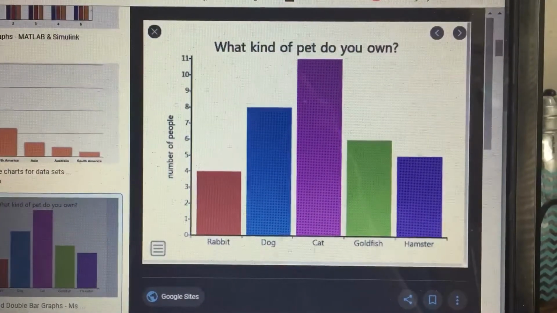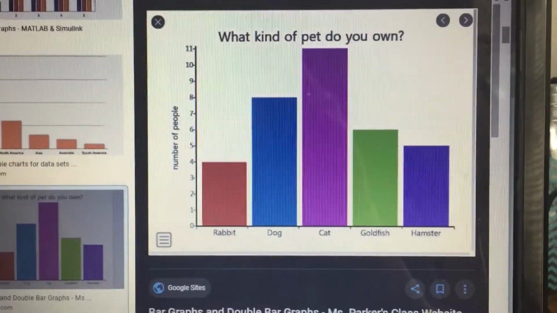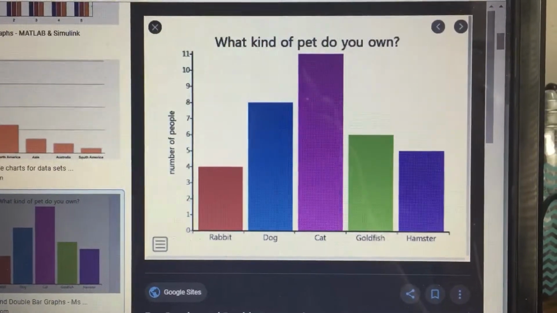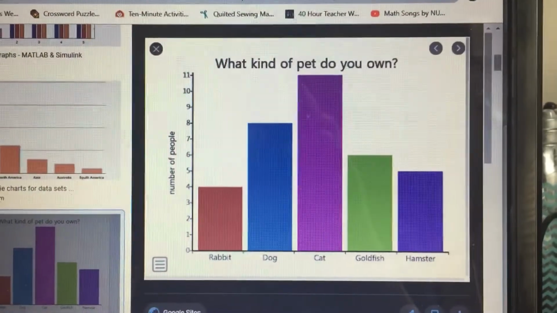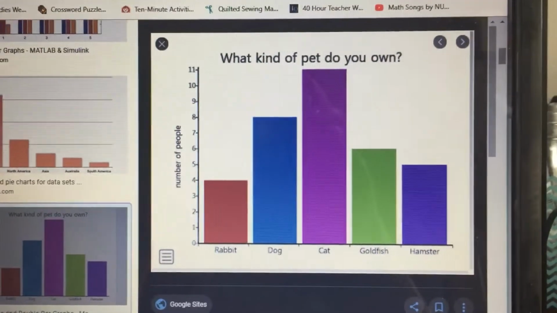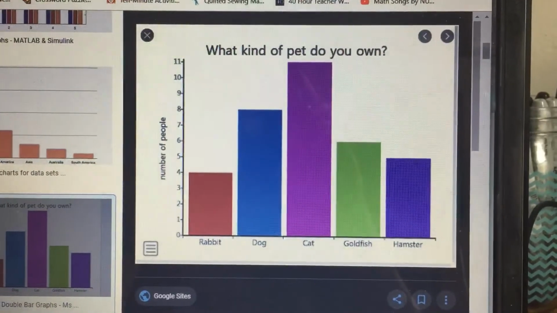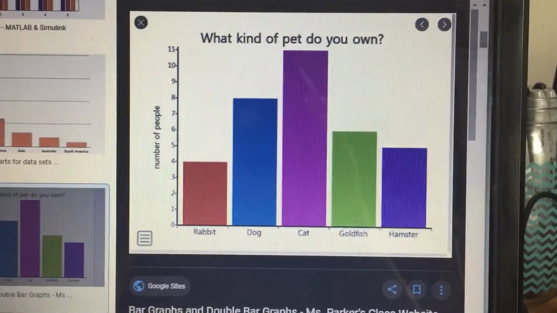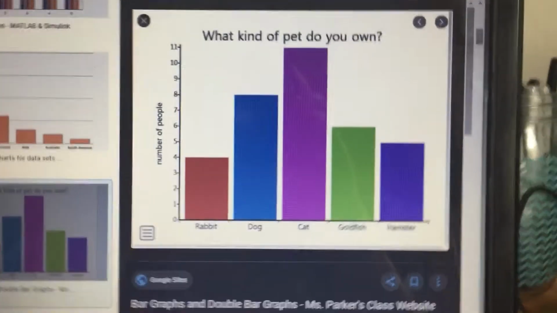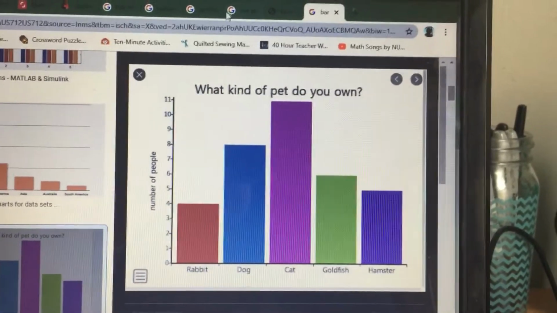So this graph is called What Kind of Pet Do You Own? And it's got rabbits, dogs, cats, goldfish, and hamsters. On the side are the numbers that show how many people have each of those animals, and the bar graph compares. So you would use this graph to say, okay, what animal do most people have? Cats. What animal does not a lot of people have? Rabbits. Which animal has more, dogs or goldfish? You'd say dogs. So you'd answer questions based on interpreting this graph. Now, a line plot is very, very similar to this kind of graph. So, let me show you.